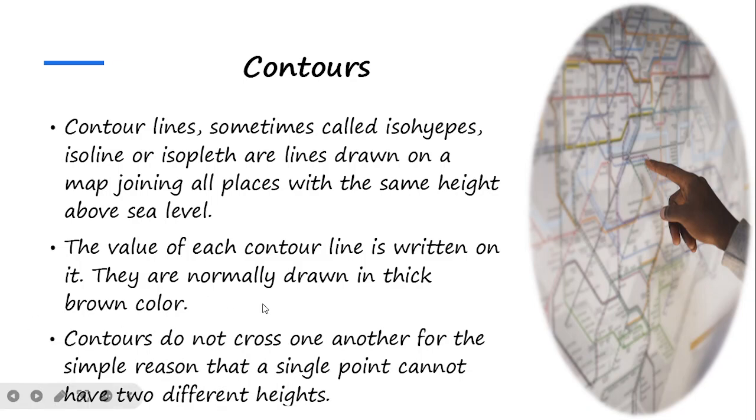Contours do not cross one another for the simple reason that a single point cannot have two different heights. So this is the crucial thing to note about contours. They never cross one another because every single point of the contour holds its given height. So a single point cannot have two different heights. That's the reason behind it.